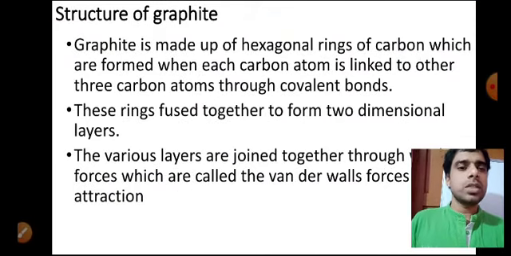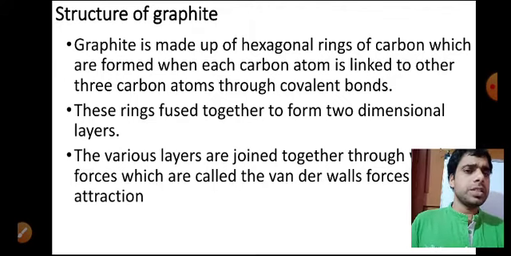Here you can see the structure of graphite. The most important thing is the structure, and the structure of graphite is hexagonal rings. Hexagonal rings means many rings are there, not only one ring would be there, but various rings. Hexagonal means what? Six sides. And six sides will attach with one another to form a thin sheet-like arrangement.